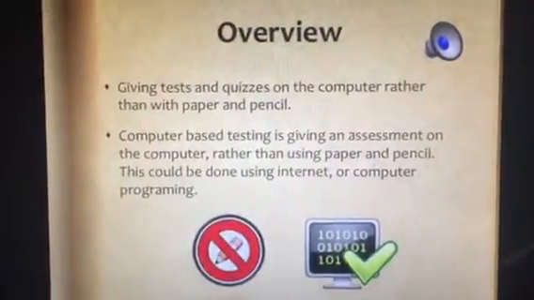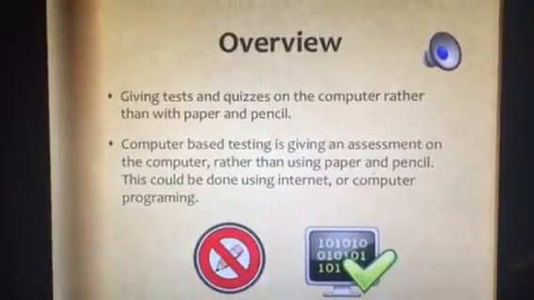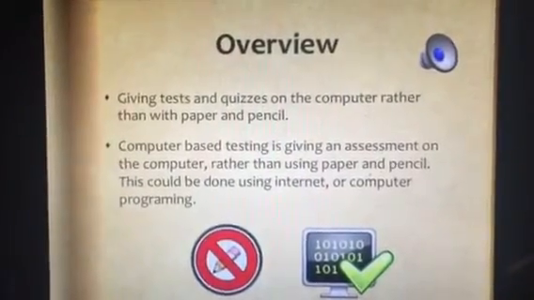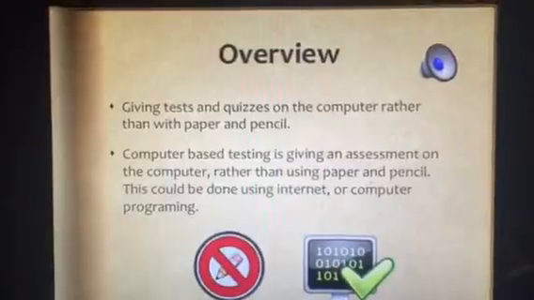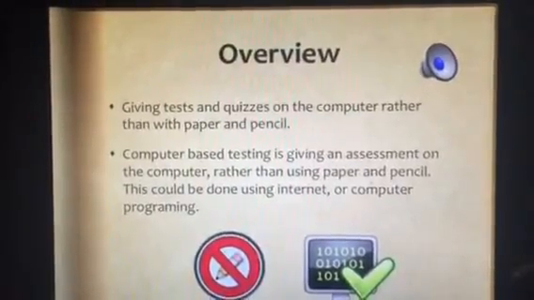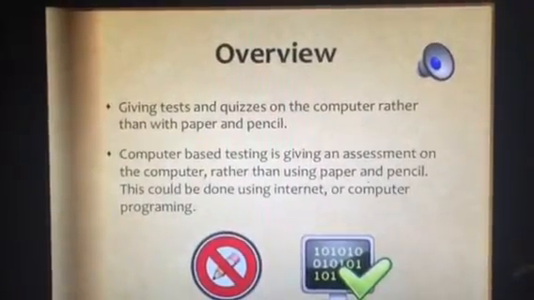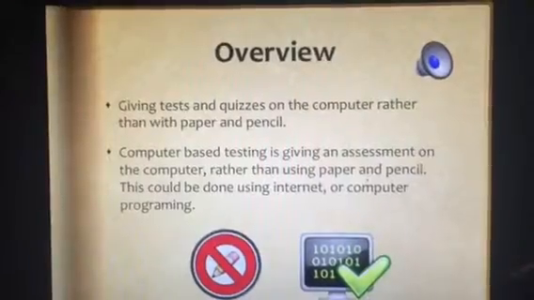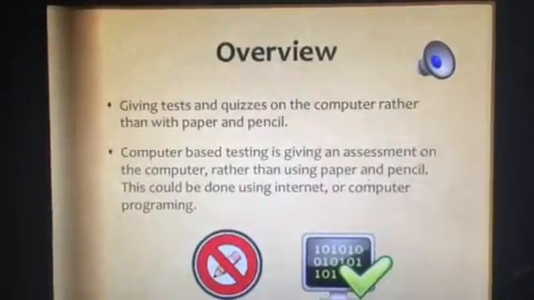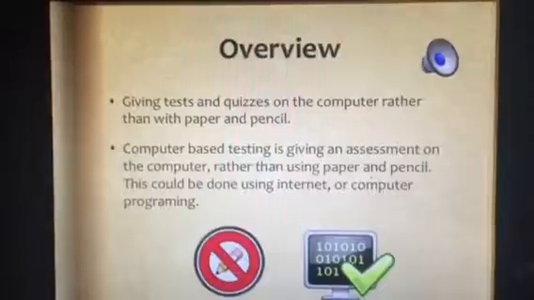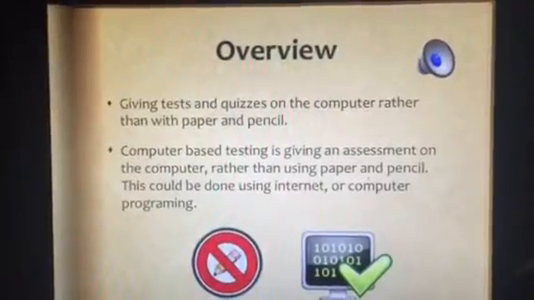As technology continues to play a larger role in instruction, an increasing number of schools are implementing computer-based assessments. Computer-based testing is giving an assessment on the computer rather than using paper and pencil. This could be done using the internet or computer programming. As with any educational innovation, computer-based testing has various benefits and challenges.